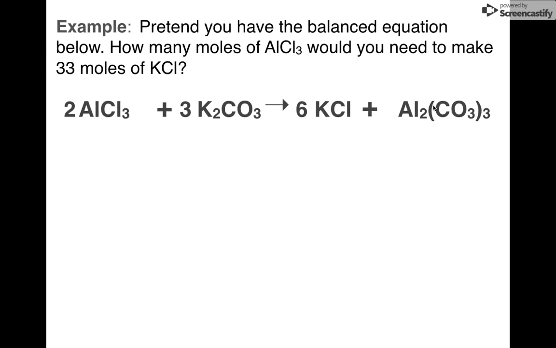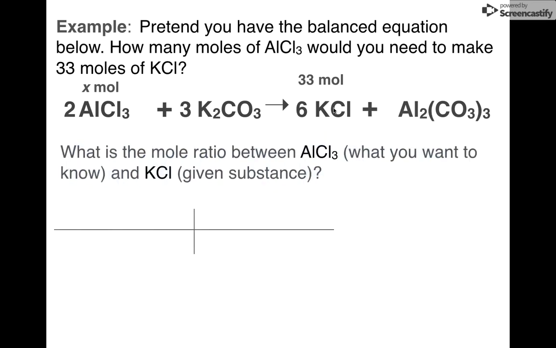Let's do another one. Pretend I have this balanced equation. How many moles of AlCl3 would I need to make 33 moles of KCl? So again, write down your substance that you're given above that and write your X above what it's asking for. This one's a little bit harder though, right? And that's because what is my mole ratio, right? Think about this. So what I want over what I'm given, it's a 2-to-6, or you can simplify that to a 1-to-3. It doesn't matter which one you use, you'll get the same answer.